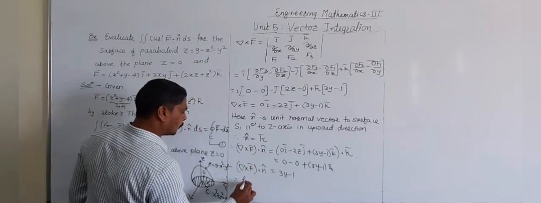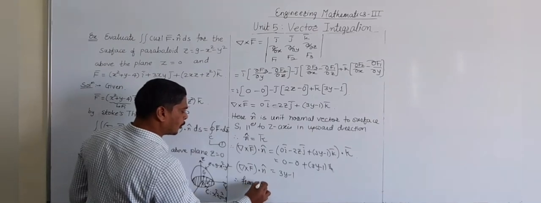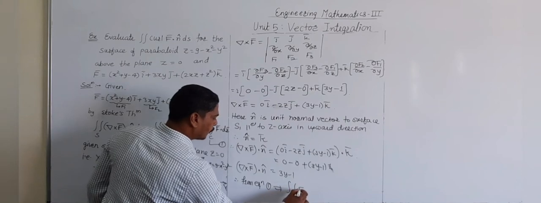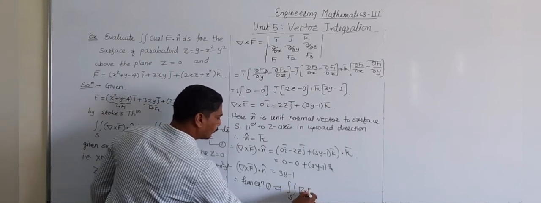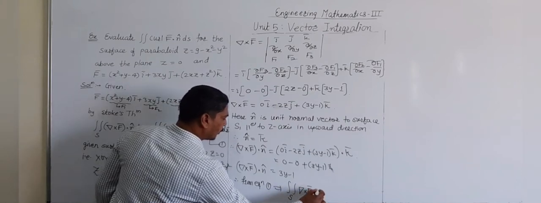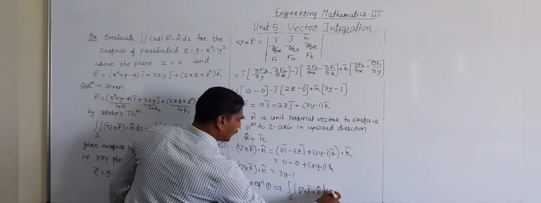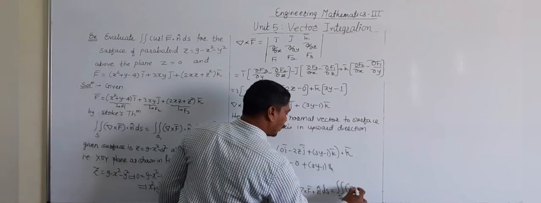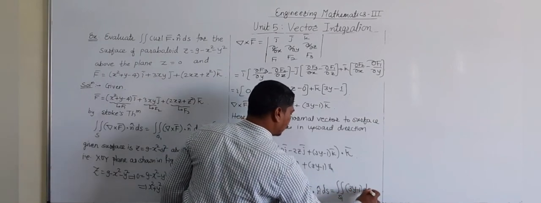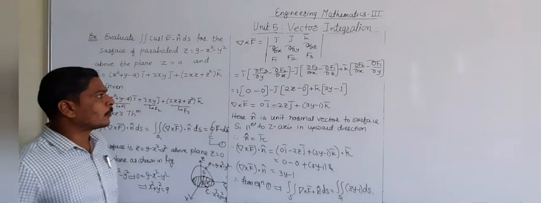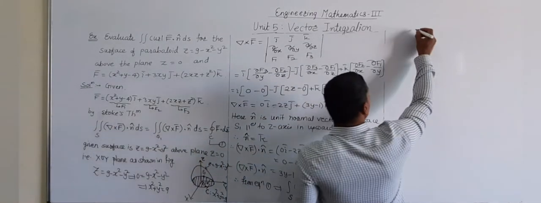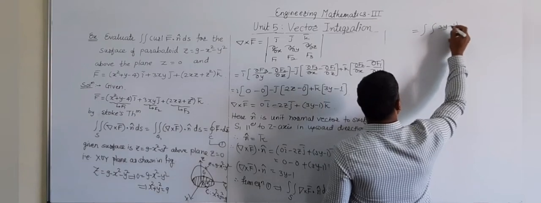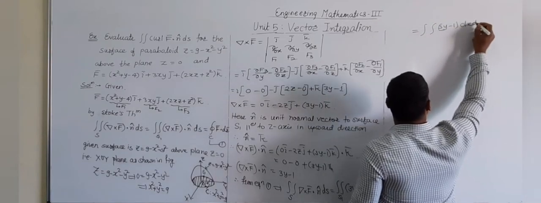And therefore, from equation 1, we get the surface integral over S of del cross f bar dot n cap ds is equal to the surface integral over S1 of (3y minus 1) ds. Okay, so this is equal to the integration of (3y minus 1) dx dy.